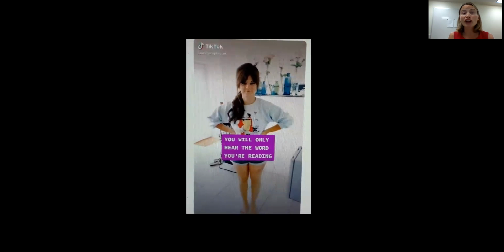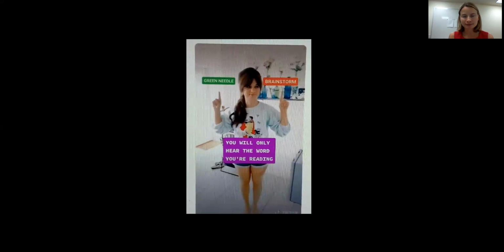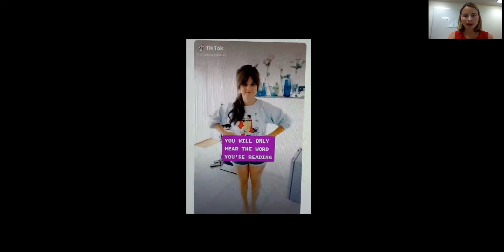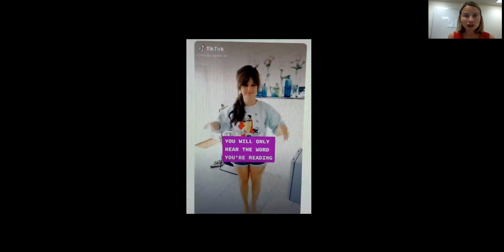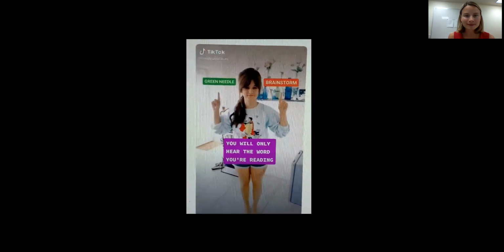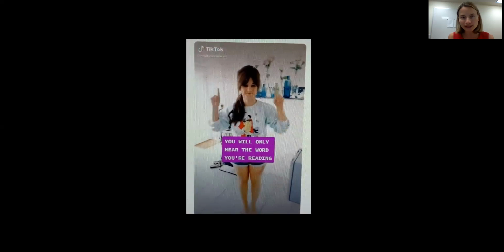Now pay attention to the word on the right. So what you will notice here, and I'll play it again in case you missed it, is that you will only hear the word that you're reading. So try this again. Say green needle, green needle. Now, brainstorm, brainstorm.